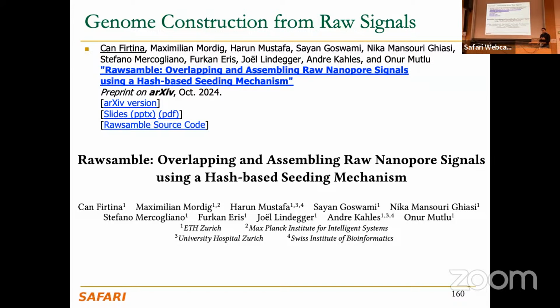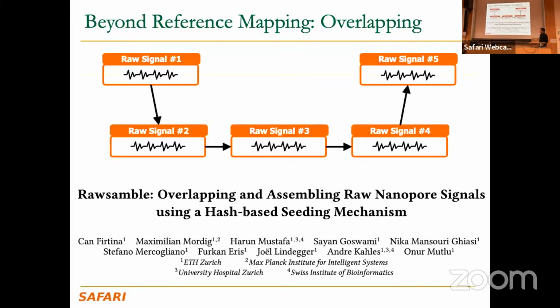We want to achieve this because our bigger goal is to completely get rid of the need for base calling and perform full downstream analysis fully using raw signals. And in RawSample, we try to tackle one part of this direction. Here, instead of mapping your raw signals to a reference genome, we map them to each other, because you may not know what the reference genome is. It may be unknown, maybe it's not generated, so it doesn't exist, or you just want to create the genome from scratch.